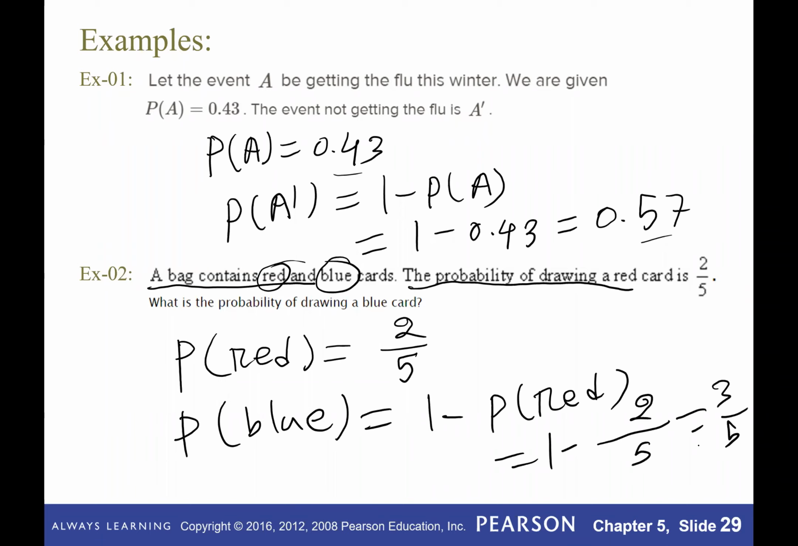Actually, you will be using this complementation rule a lot, because it will make your life very easy. Sometimes it is really time consuming and hard to find the probability directly. In that case, you can use this complementation rule and find the probability easily.